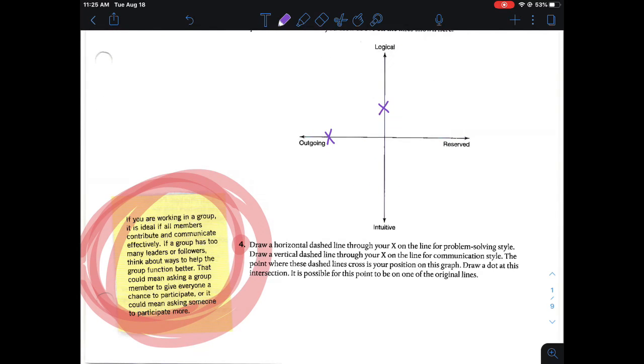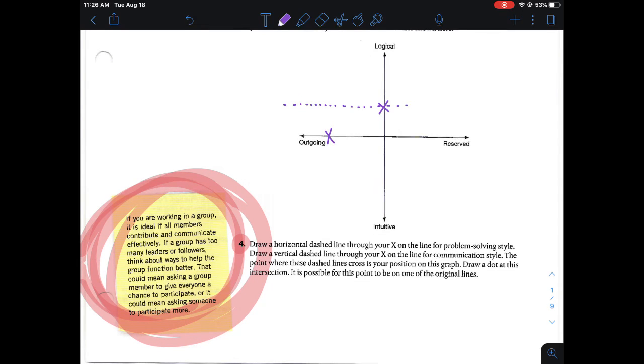Question number 4. Draw a horizontal dashed line through your X on the line for problem-solving style. So horizontal, like the horizon in the sky. There we go. Beautiful. Draw a vertical dashed line through your X on the line for communication style. Oh, fantastic. Why didn't I become an art teacher? I don't know. The point where these dashed lines cross is your position on this graph.